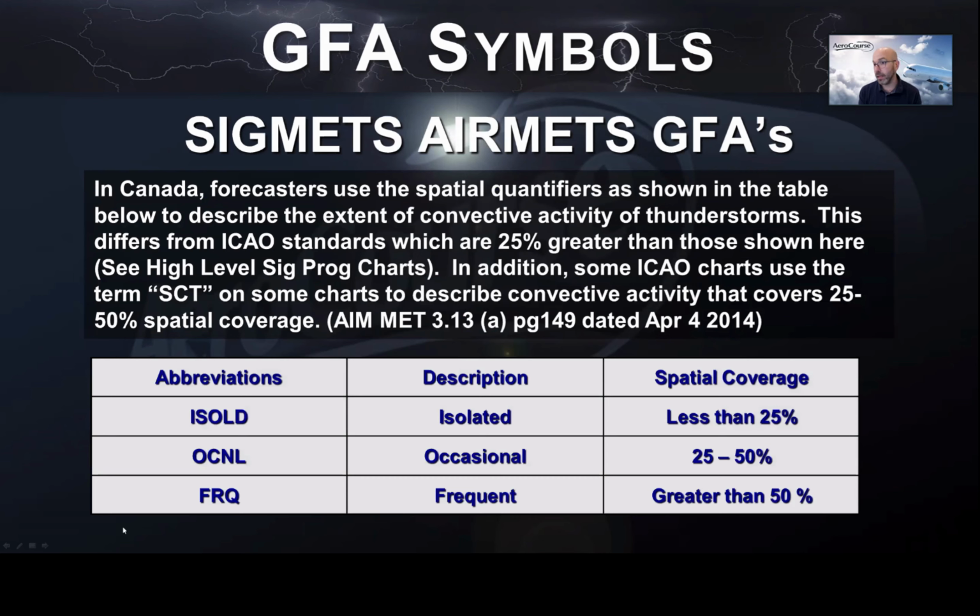Now, I'm not gonna lie, it's not that bad because the ICAO values are just 25% more. So if you look at an ICAO chart, it's not less than 25, it would be less than 50. If it was 25 to 50, it becomes 50 to 75, and then frequent wouldn't be 50, it would be 75 or greater. So it's not like it's that different, but it's different and you need to know it. I don't know why Canada just can't make it ICAO standard. I don't see what the big deal is, but they absolutely will not do it right now.